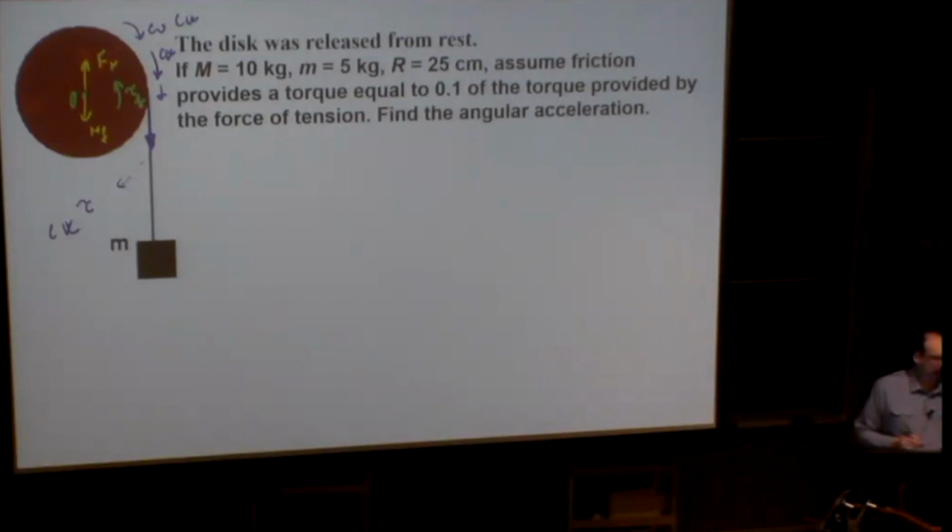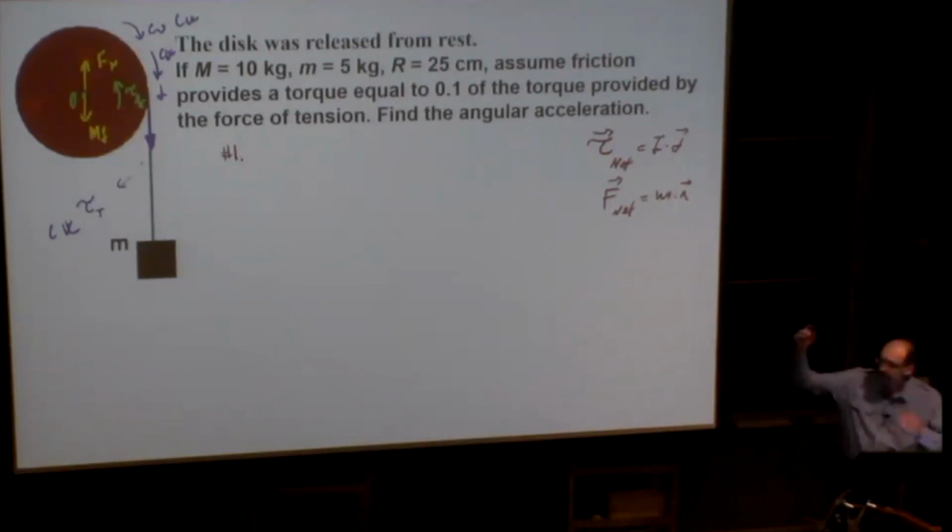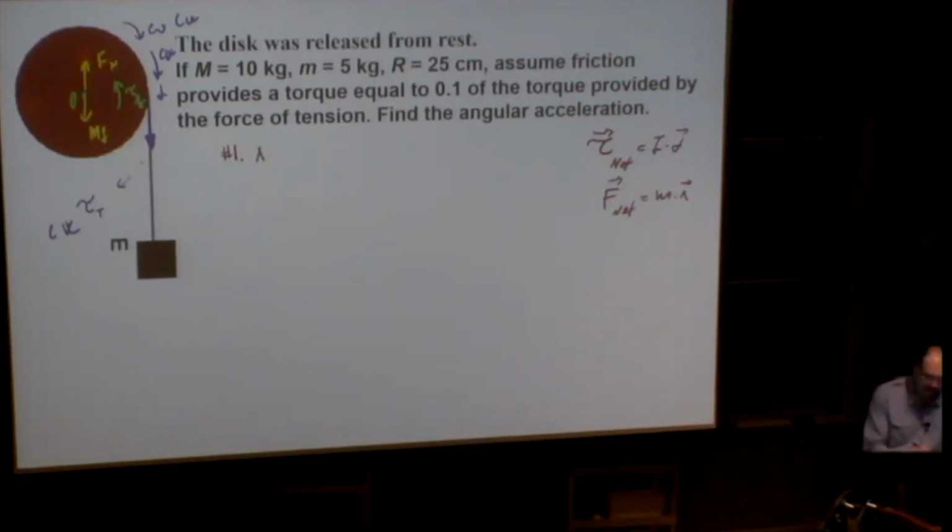Now we are ready to write the law, Newton's second law for rotational motion for this wheel. Okay, the object number one. In general, just write it like this: net torque equals this product, and net force equals this product. Newton's second law number one. Number two, of course, the second one will be applied to the weight moving down. Newton's second law for rotation for this wheel.